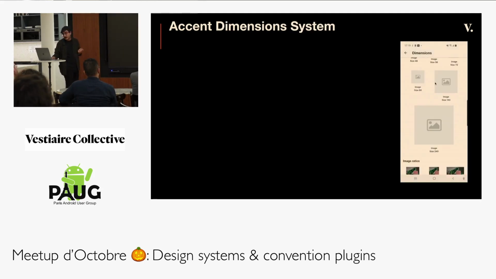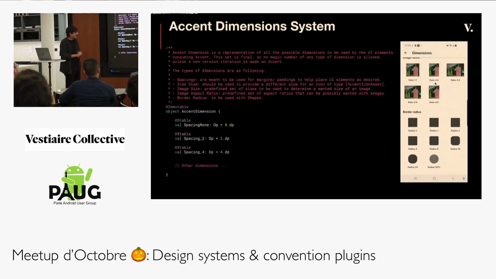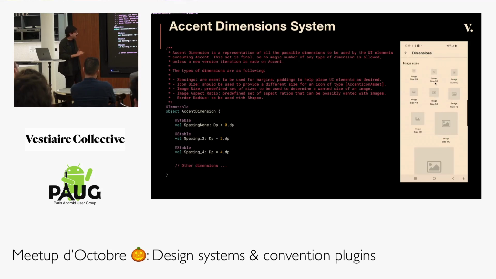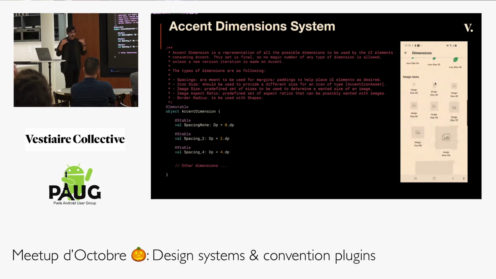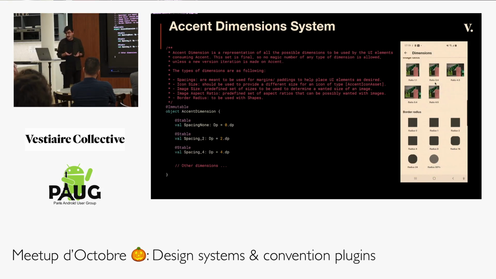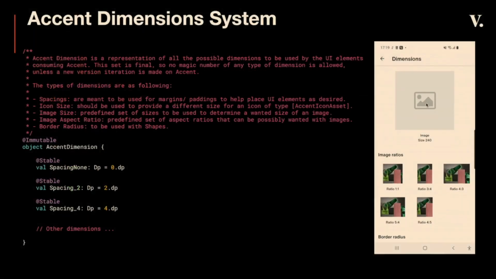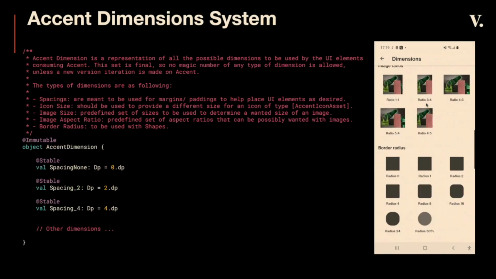Now finally, the fourth and last token definition. Accent dimension is a representation of all possible dimensions to be used in the UI elements. Same here, it's final. And when I say final, this means that if we want to add another dimension, we just need to iterate on the version of the design system. So here, the dimensions are composed of spacings, icon sizes, image sizes, image aspect ratios, and border radiuses that we can use with shapes, and that's it.